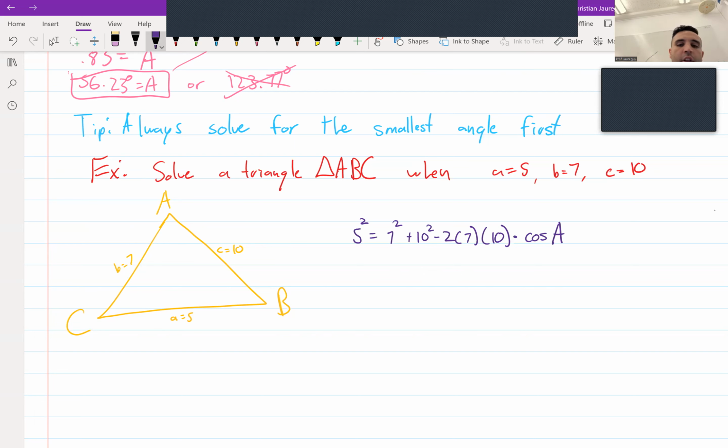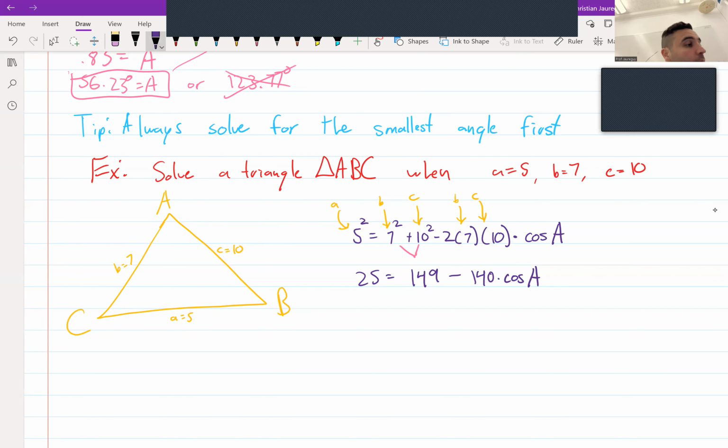So I start to plug this in a little bit carefully now, because that cosine of A really messes some things up. So I do this in a couple steps, and I guess just to be clear, this is little a, little b, little c, little b, and little c. But I plug this in very carefully. I say 25 equals 149. I added those two together to get that, minus 140 times cosine of A.